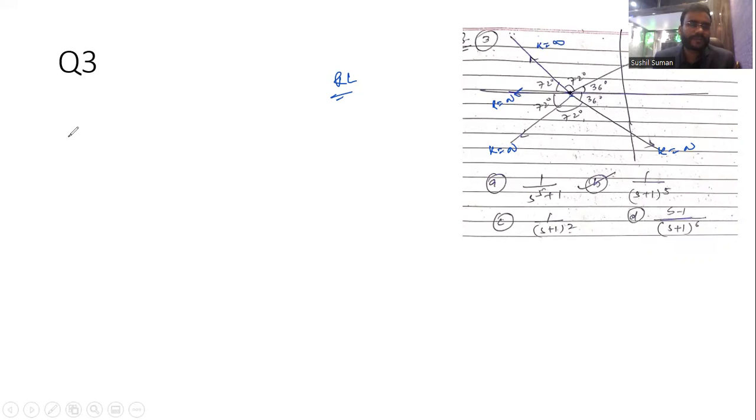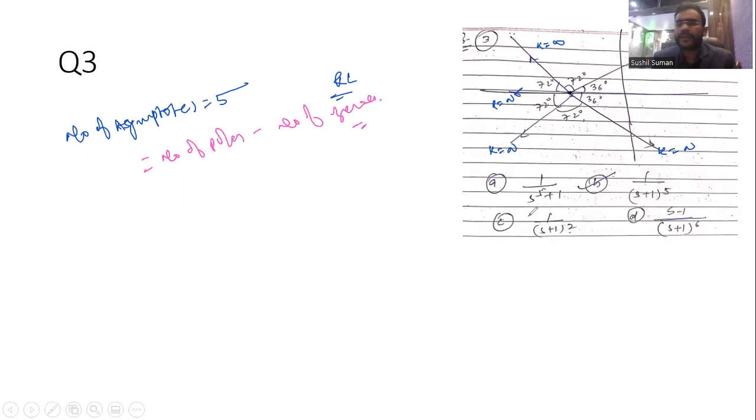How many asymptotes? Number of asymptotes equal to 5. So here the number of asymptotes equals 5, and as you know, the number of asymptotes equals the number of poles minus the number of zeros. So here 2 poles is not possible. Here 5 poles, but not equal to 1, this is not possible. This is 6 poles, not possible. So the only answer is option B. So B is the right option. Very, very simple question. Now come to the next question.